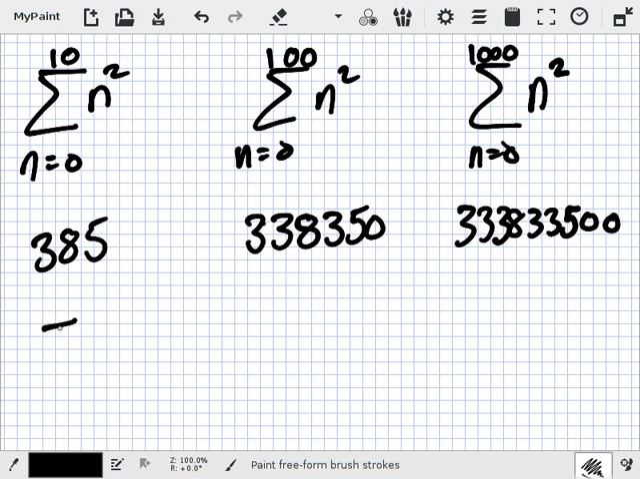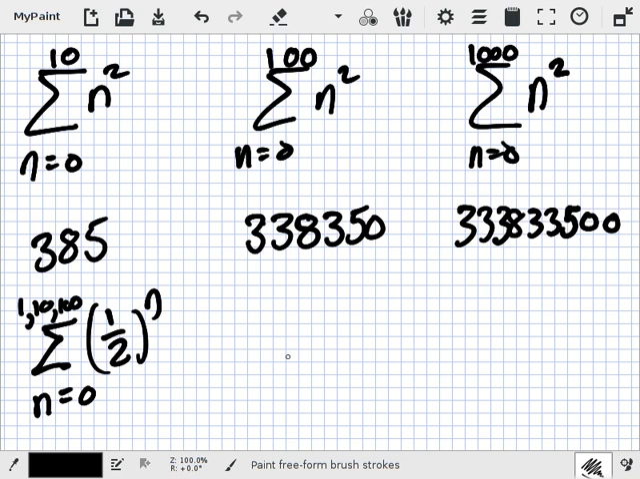Let's have a look at another one. So let's say something like 1 over 2 power n, n equals 0. And again, this time, instead of doing 10, 100, 1,000, let's do 1, then we'll do 10, and then we'll do 100. So if I was to only do 1, what would that be? It would be, I think, 3 over 2. Now, if you put in 10, what do you get, please?